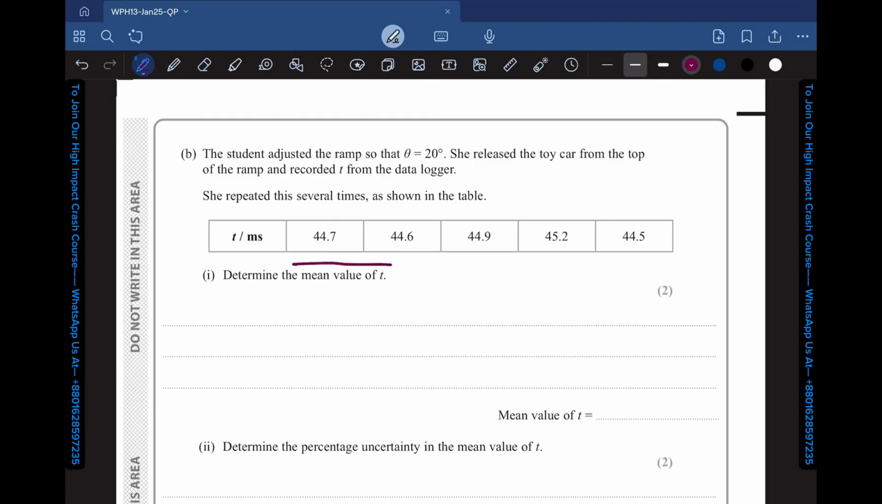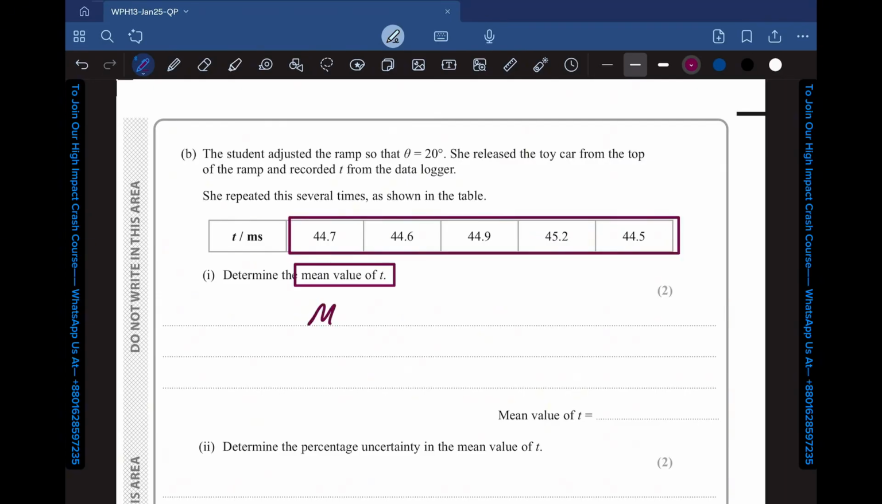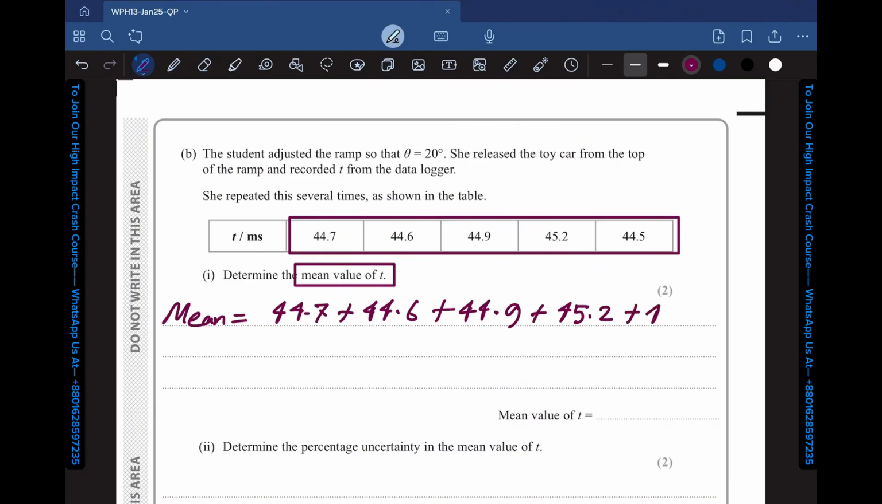Now this is another kid stuff, something that we have learned in our class 6 or 7. To calculate the mean, we will add all of these values and divide by the number of values, right? So mean is going to be equal to 44.7 plus 44.6 plus 44.9 plus 45.2 plus 44.5, divided by 5. Why will we divide by 5? Because there are 5 different values, right?